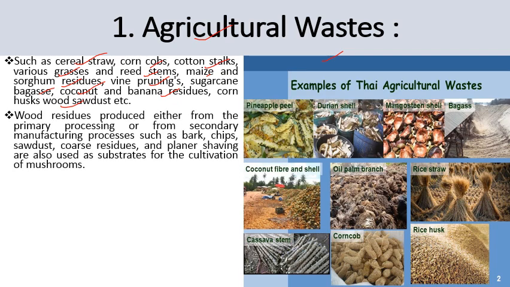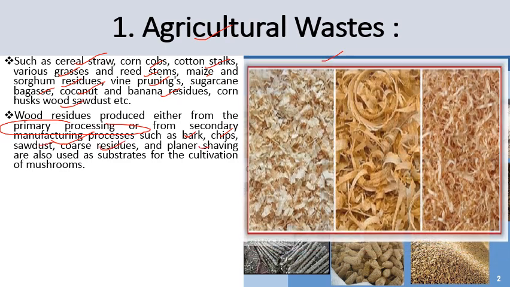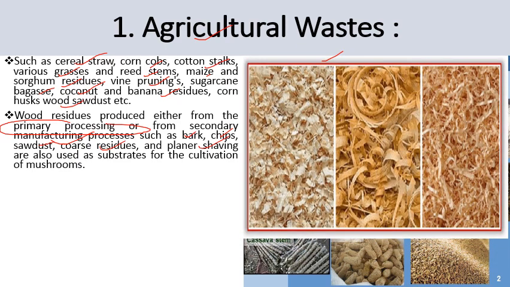Then we have wood residues which are produced either from the primary processing or from the secondary processing of the wood, which include bark, chips, sawdust, coarse residues, and planer shavings, and these are also used as substrate for the cultivation of mushrooms. So the waste produced as a result of wood processing is also used as substrate for mushroom cultivation.